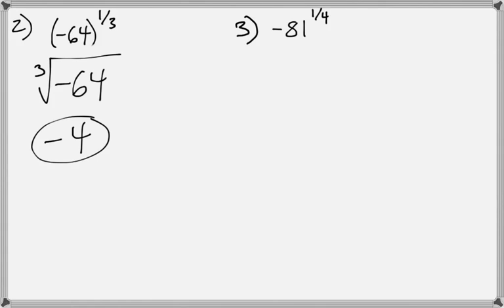With number 3, the negative is not on the inside of a parentheses like we see on number 2. So there's no parentheses. So we need to be really careful with our order of operations here. And order of operations is PEMDAS.